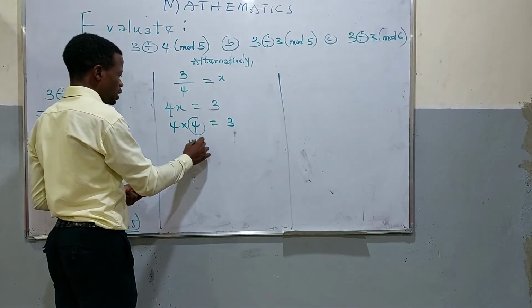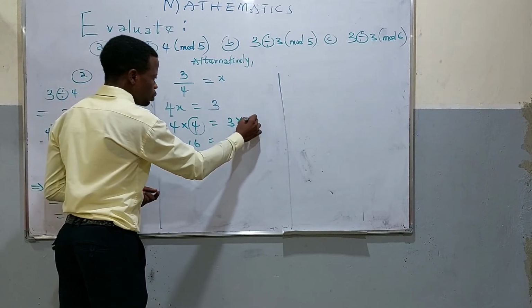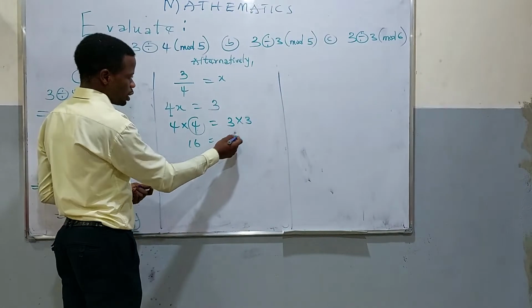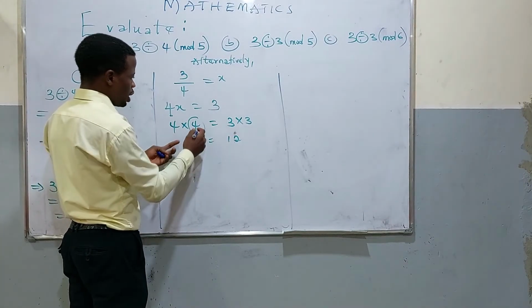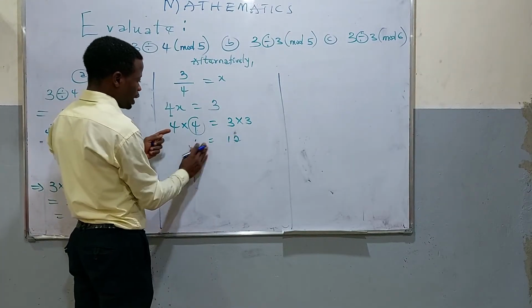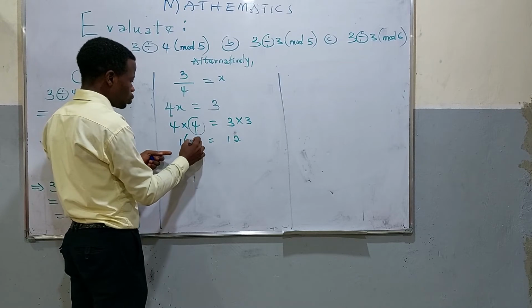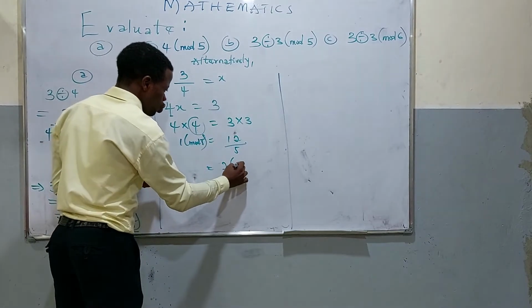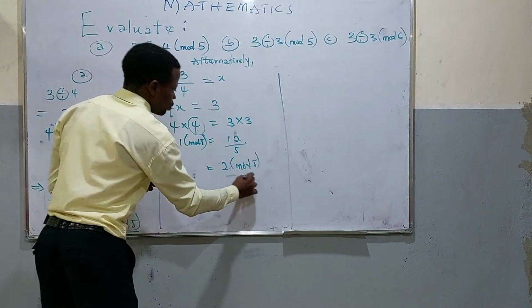So 4 times the inverse of 4 gives 1, and on the other side, 4 times 3 is 12. You understand? This 4 times 4 is 16, which is already 1 in mod 5, and it is 12 that gives us our answer. Dividing this by 5, the answer is still 2 in mod 5.